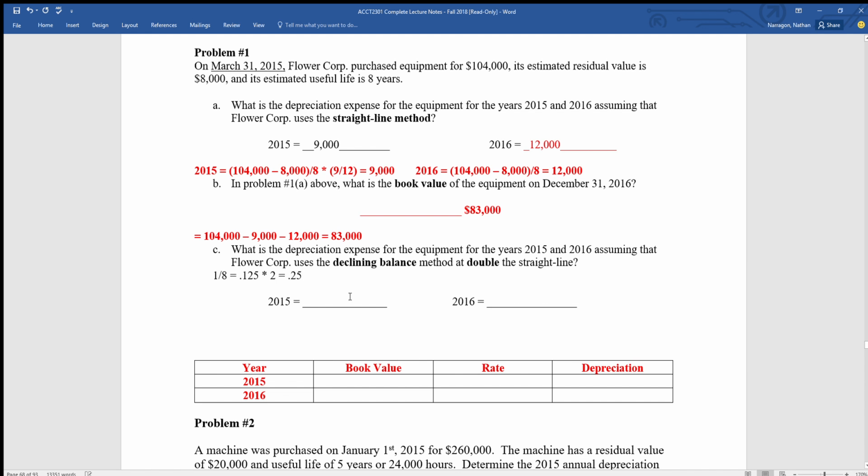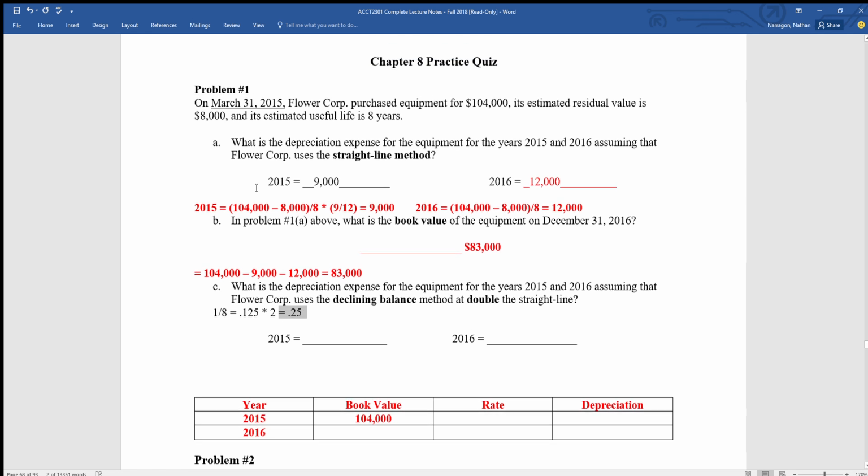So again, book value in the first year starts with the initial cost. The rate for the first year will not be the 25%. The reason behind this is, again, dates. We have 9 months out of 12, so we're going to have to times this rate by 9/12. So you have to watch out for that.